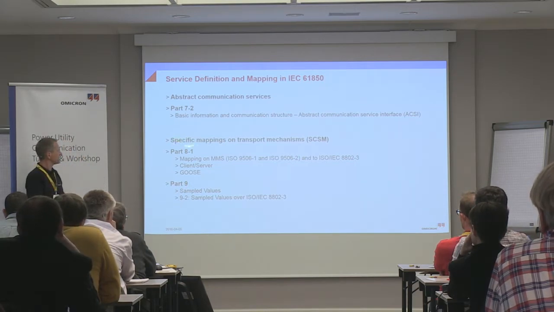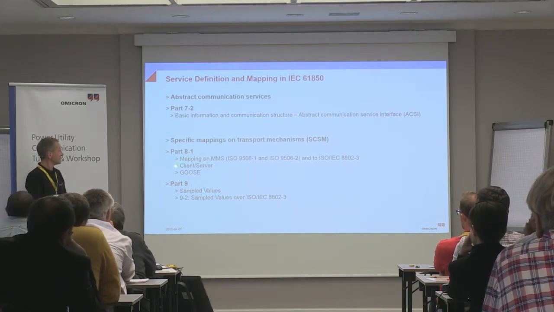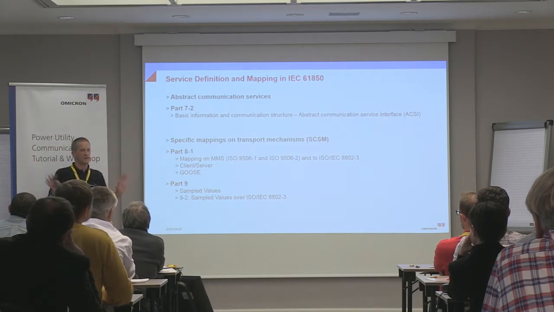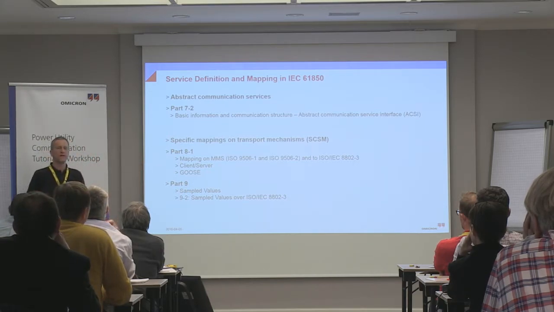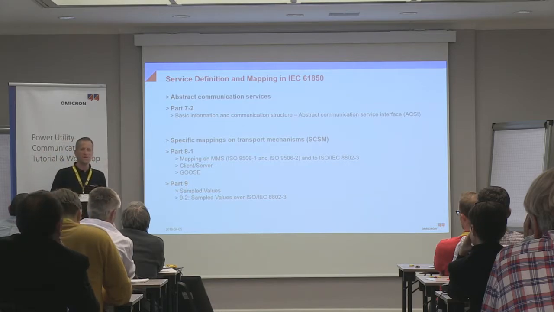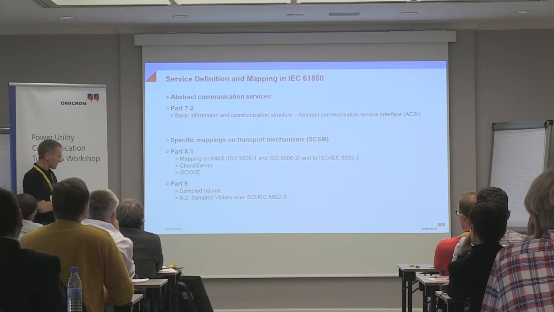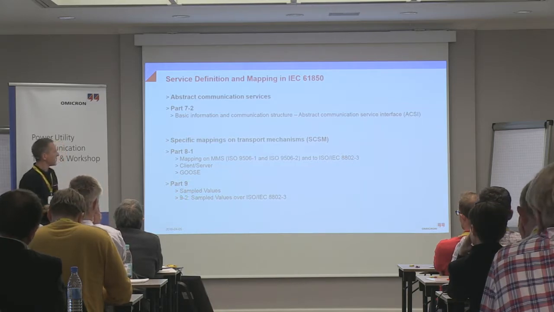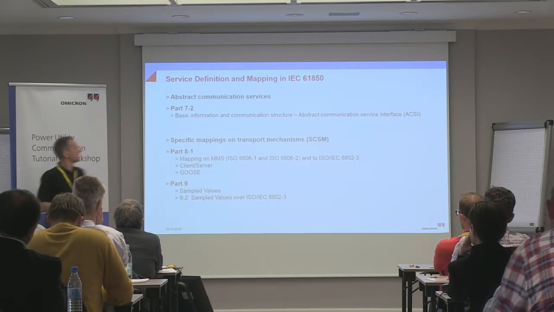And then we have here the specific mappings. In part 8.1, we have covered two things. It's the client-server protocol and it's the GOOSE protocol. You might ask, why two mappings in one part? This has historical and social reasons. Technically you could say we should have put that in two different parts, which would maybe have made it a little bit easier to understand. And we have a dedicated part 9.2, which defines how sampled value services are done on Ethernet networks.